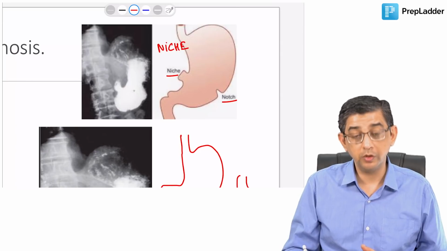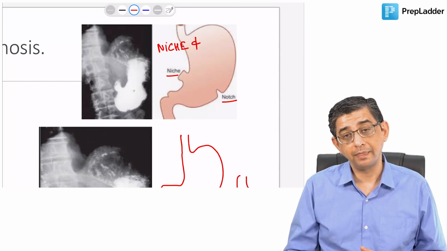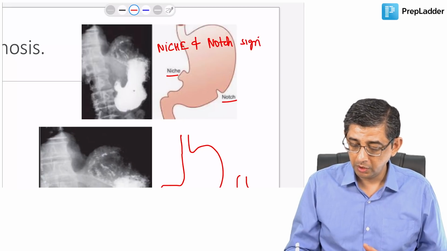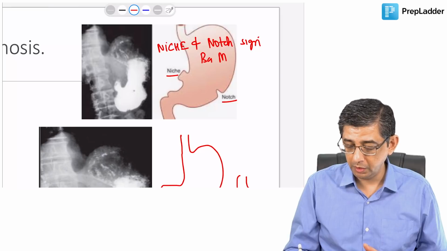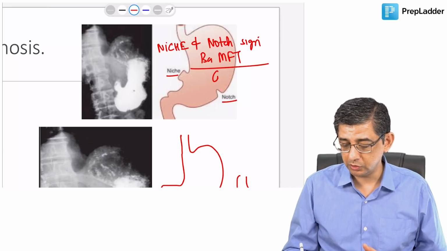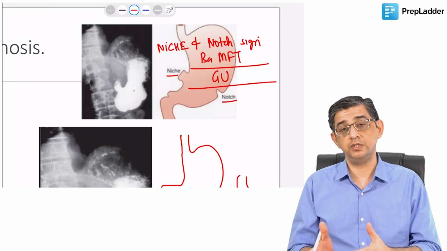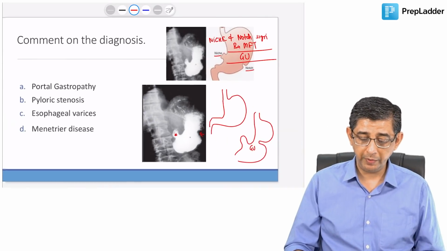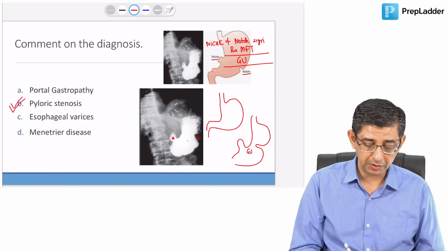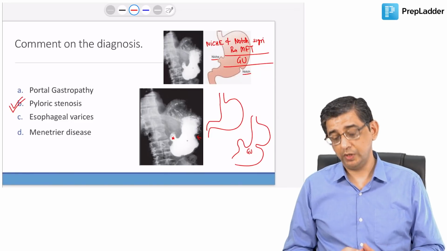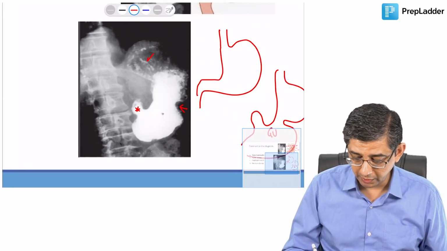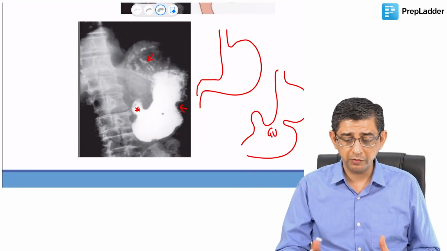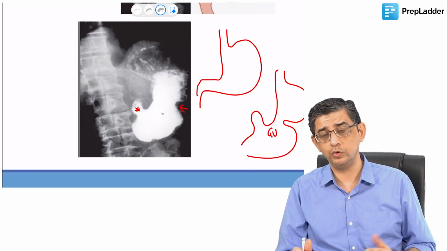On a barium meal follow through, when you read about niche and a notch sign, this niche and notch sign on a barium meal follow through is a feature that is always seen with gastric ulcer. Gastric ulcer always is associated with a lot of fibrosis that contributes to development of pyloric stenosis in the patient. A lot of people casually answered this, looked at this particular area and probably answered as esophageal varices. You see, varices cannot be visualized with help of a barium. You need an endoscopy for that.